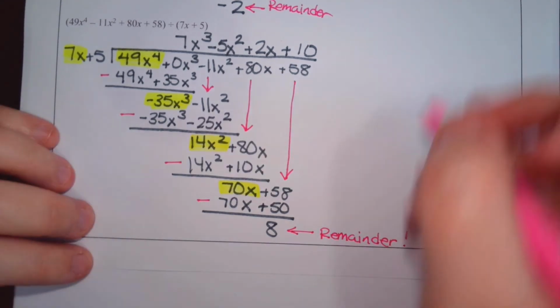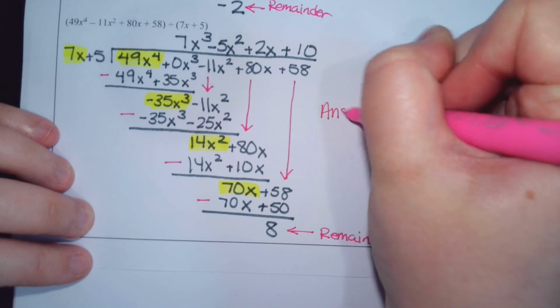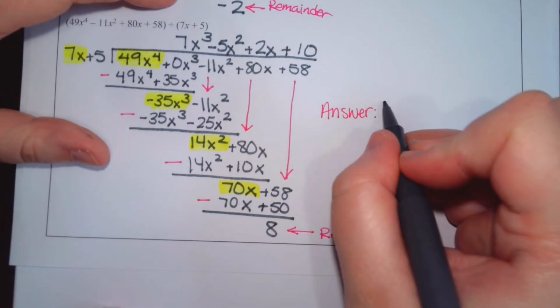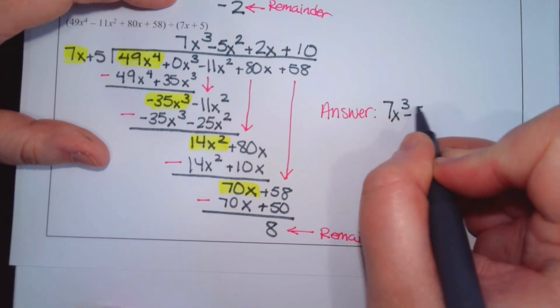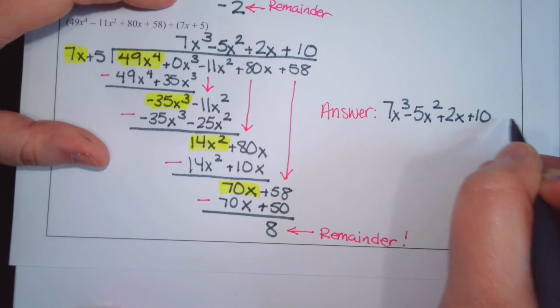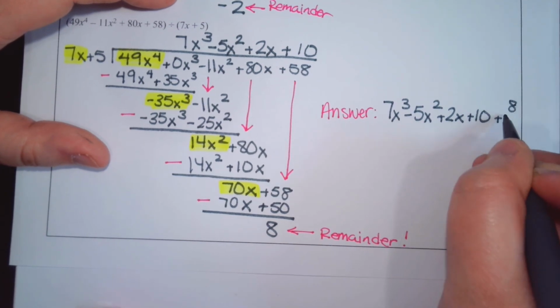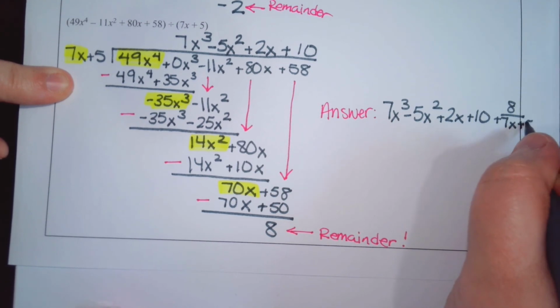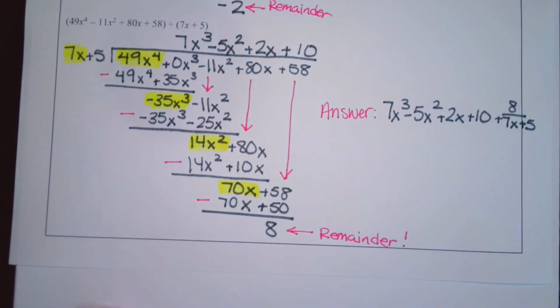So now it is time to construct our answer. So it's going to be 7x cubed minus 5x squared plus 2x plus 10 plus 8 all over our binomial 7x plus 5. And there you have it, polynomial long division.